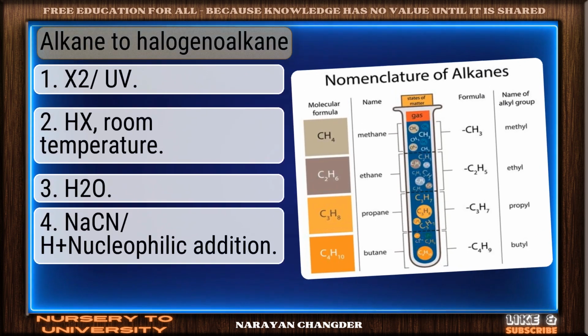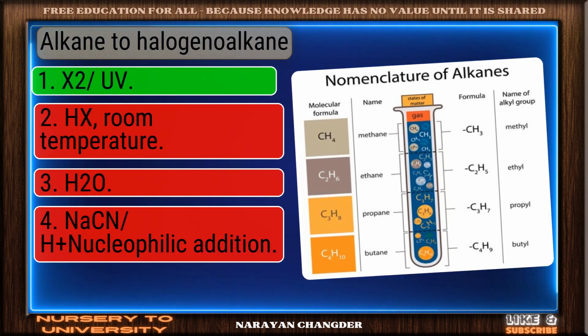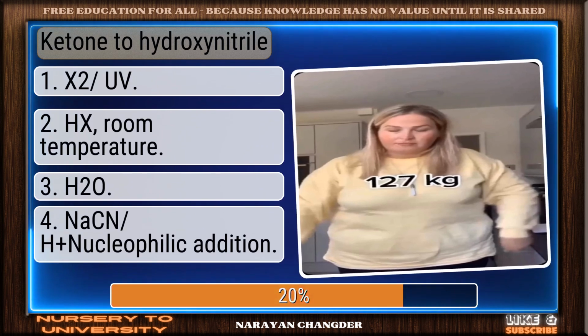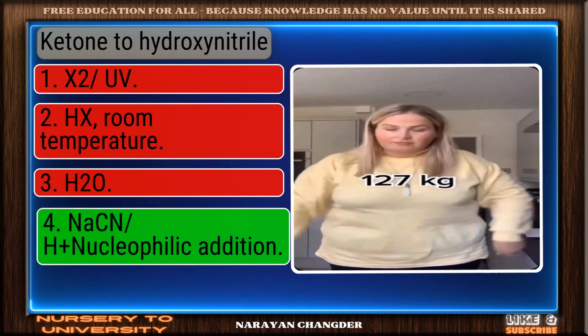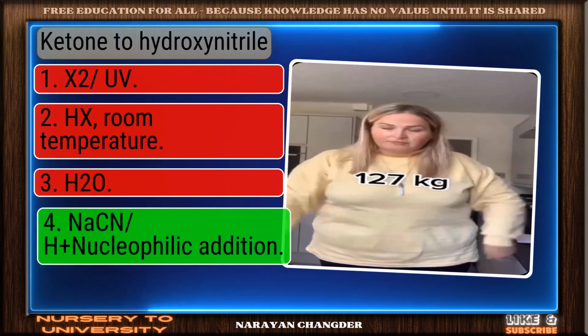Alkane to halogenoalkane. Solid response. UV/Cl2 is a valid choice. Ketone to hydroxynitrile. Well picked. NaCN, H2SO4 plus nucleophilic addition is the correct answer.